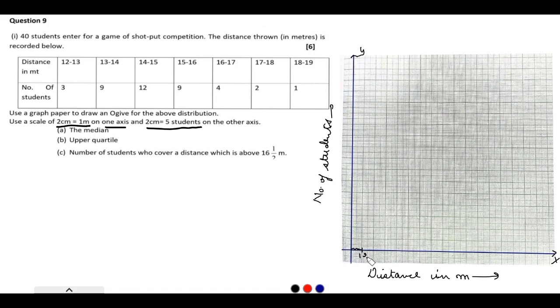Suppose this is 12, then after 2 centimeter it will be 13, 14, 15, 16, 17, 18 and 19. And on the y-axis, 2 centimeter is equal to 5 students. This is 5, then 10 and so on. Now first of all find the cumulative frequency.